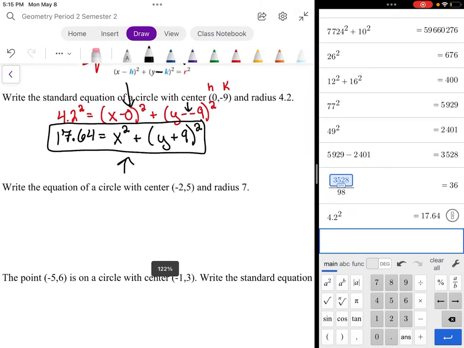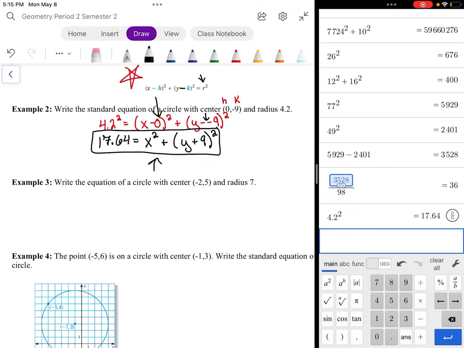Okay. Then if we look at example 3, we're going to write the equation of a circle with a center of -2, 5 and a radius 7. So again, we're going to start with our radius squared equals, in parentheses, x minus our h value of -2 squared, parenthesis, y minus our k value of 5, in parentheses squared.